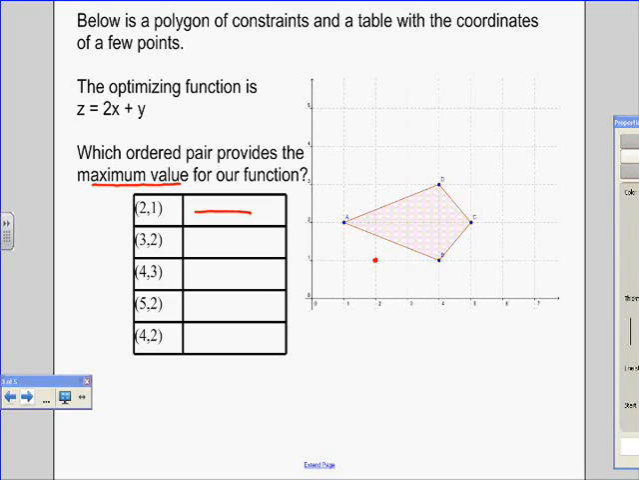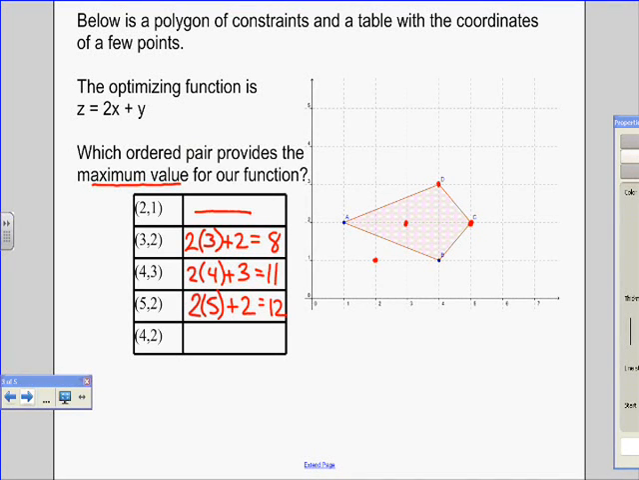For x is 3, y is 2, it is inside of our polygon of constraints. So we're going to use our optimizing function to figure out the value here. So 2 times 3 plus 2 gives us 8. For 4 and 3, that's actually on one of our vertices. So we end up with 2 times 4 plus 3. So we end up with 8 plus 3, which gives us 11. For 5 and 2, check again. It's also one of our vertices. We have 2 times 5 plus 2 gives us 12.